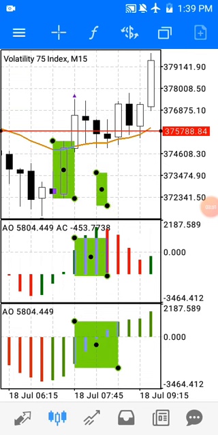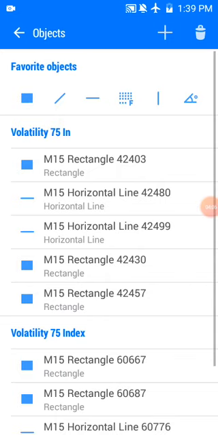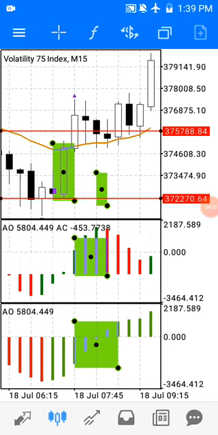Now the stop loss will be the low of the buy signal bar. This is your buy signal bar. So the low of this bar will be where you place your stop loss. And let's identify that with horizontal line. Place your stop loss here. This is where you have the low.